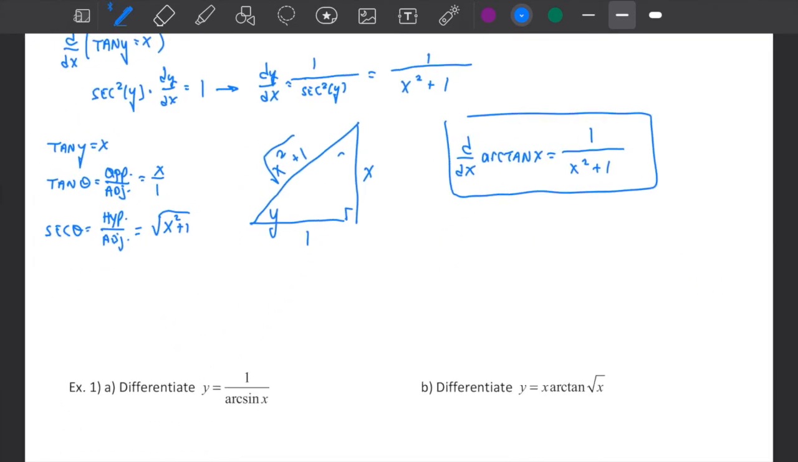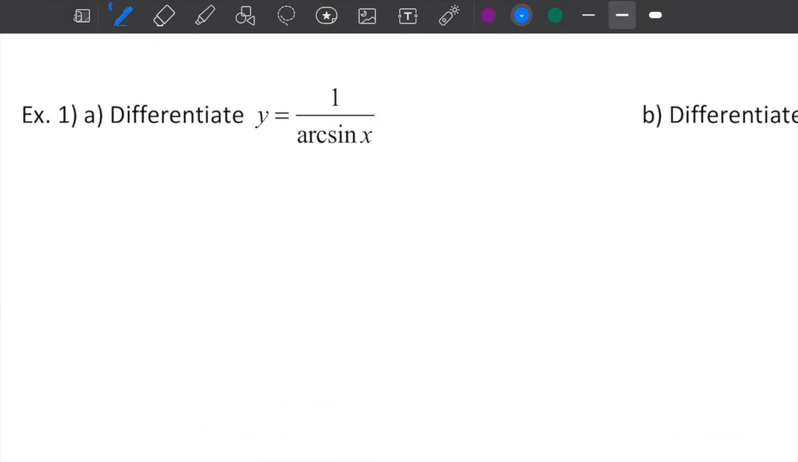Let's apply these with a few examples. Differentiate y equals 1 over arcsine of x. I could use the quotient rule here. I'm going to rewrite this as y equals arcsine x to the -1, meaning reciprocal, and I'm going to apply the chain rule here. So I'm taking the derivative.